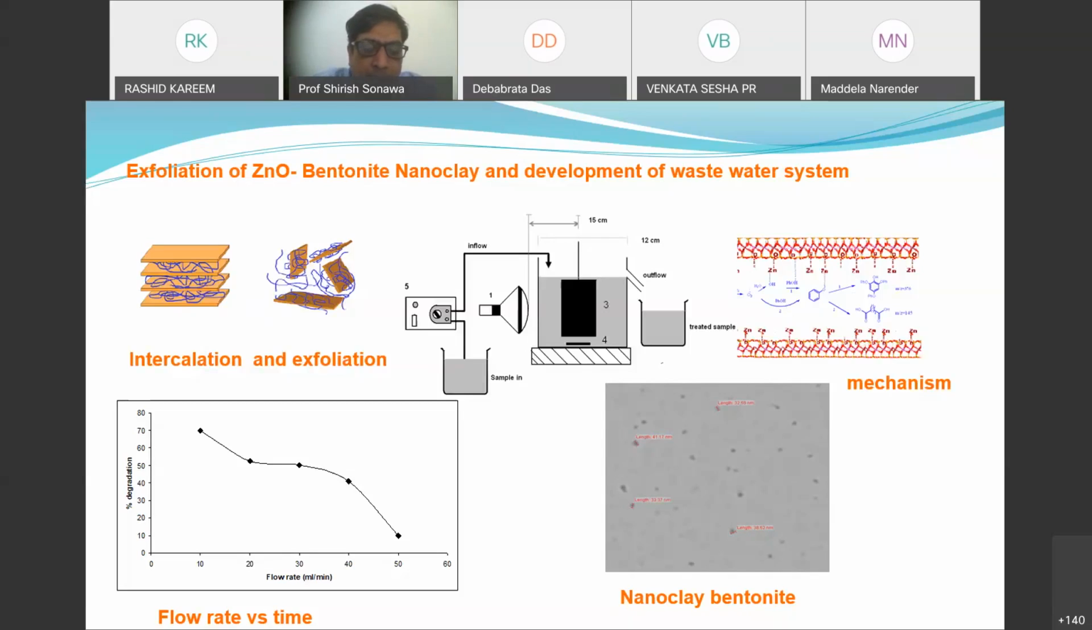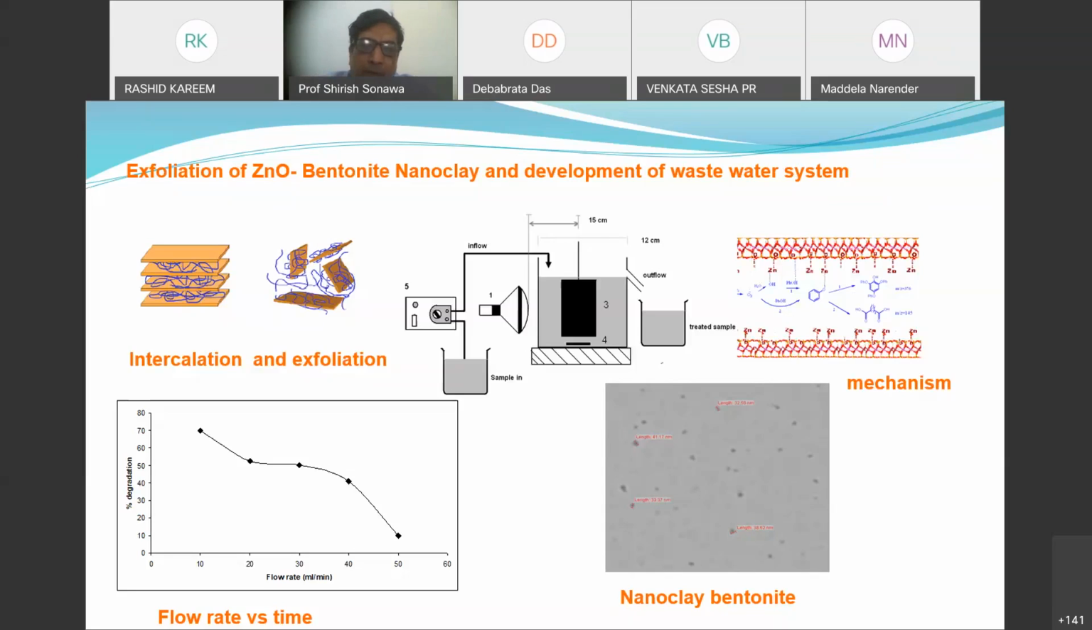One more application I would like to tell you about is that we can utilize this nanoclay for wastewater treatment. For example, inside the gallery spacing, I will replace the sodium, iron or Fe, or calcium ions with zinc, or I will load the surfactant and then attach zinc oxide, and I will utilize this clay for the photocatalytic process.